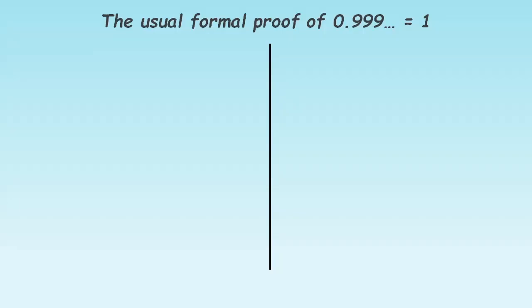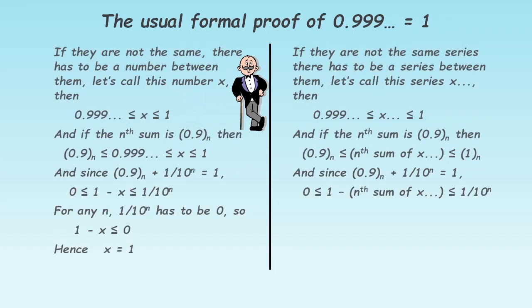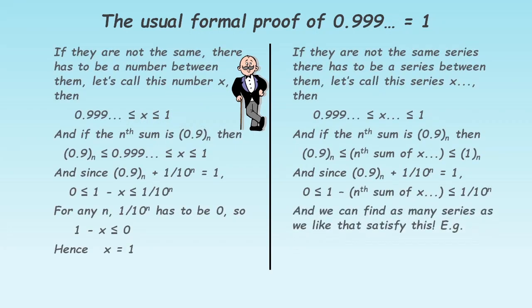But the supporters of real numbers just dismiss all these problems, and they restate their intuitive argument as a formal proof that has been accepted by the mathematics community at large. Whereas with the series approach, we can find as many series as we like between 0.9 recurring and 1, such as 95 over 100 plus 45 over 1000 plus 45 over 10,000 and so on, which happens to be exactly halfway between 0.9 recurring and 1.